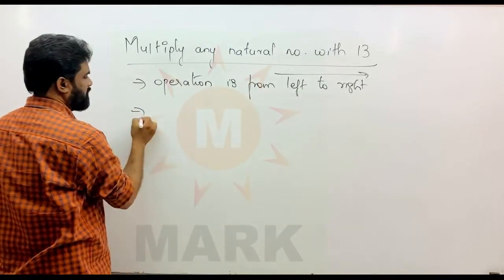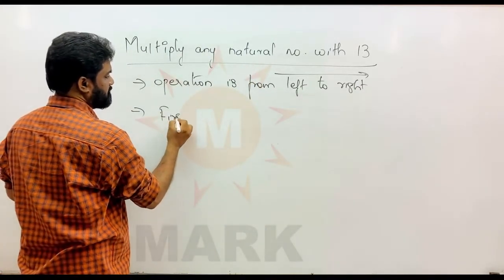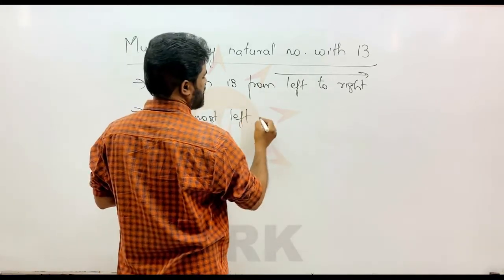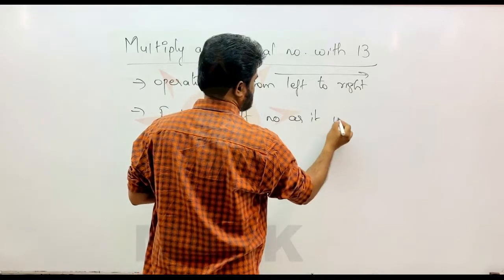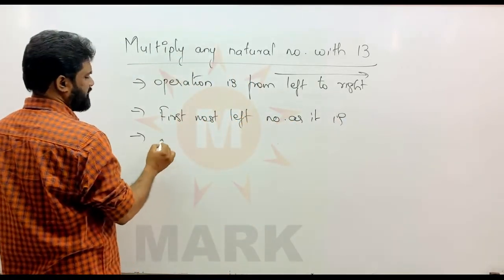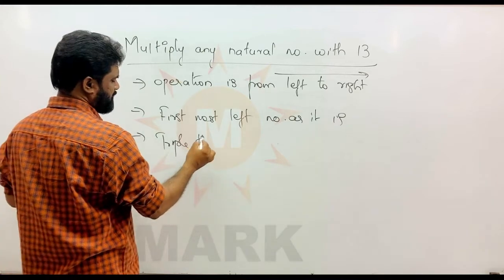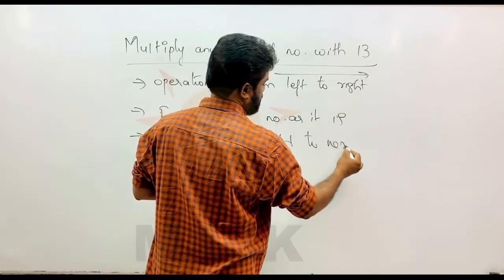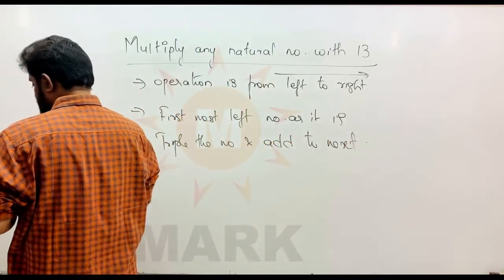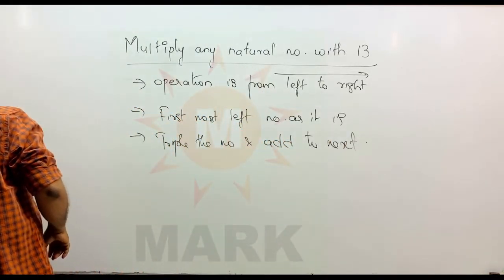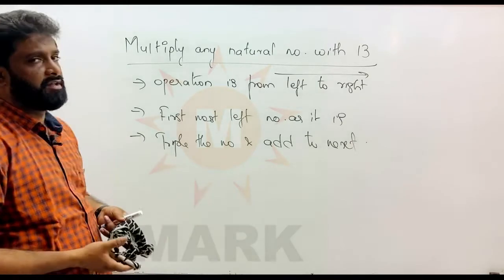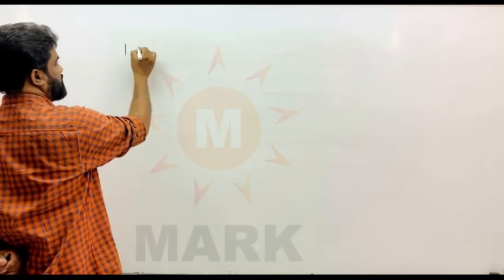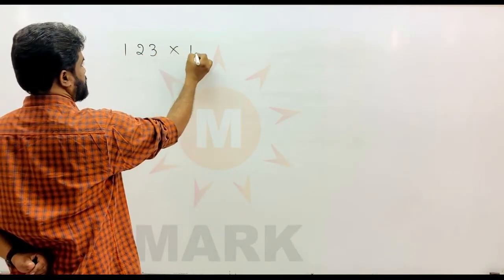Okay. Now the second one is first number as it is you have to write. Leftmost number as it is you have to write. And third point is triple the number and add to next number. So triple the number and add it to the next number is the technique behind multiplying any natural number with 13. So I am taking a number here, any random number I am taking, which is nothing but 123 into 13.